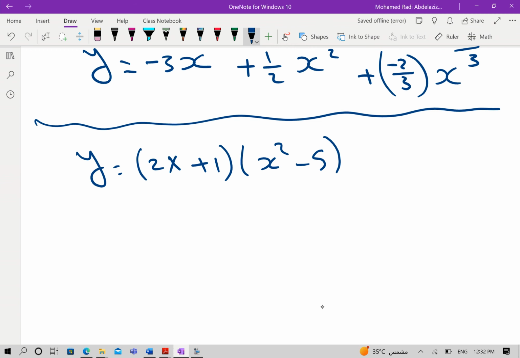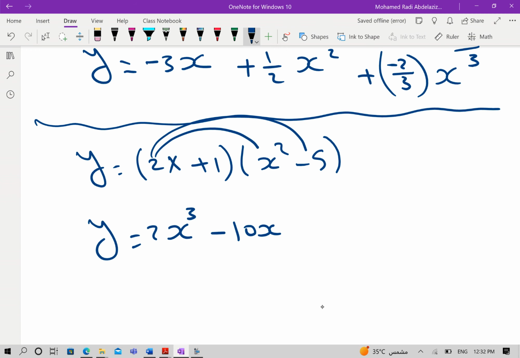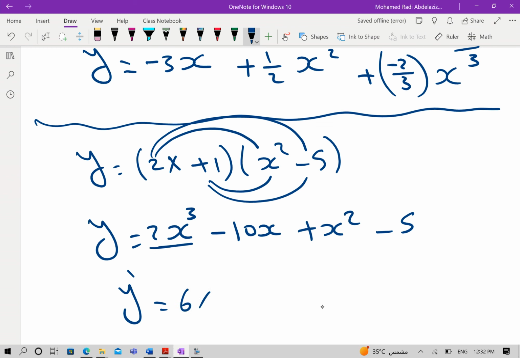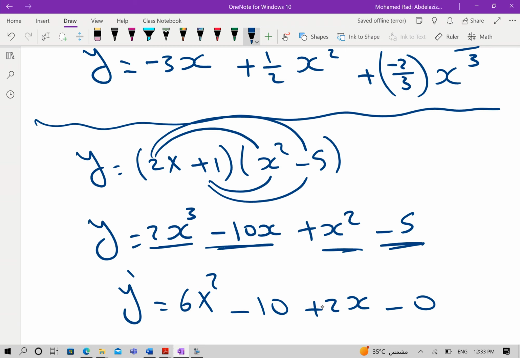But till now, revising for AS level, I will expand. It will be 2x to the power 3, then negative 10x, then x squared, then negative 5. Then you can rearrange or you can differentiate directly. Differentiation of 2x cubed is 6x squared. Differentiation of negative 10x is negative 10. Differentiation of x squared is 2x. Derivative of 5 will be 0.